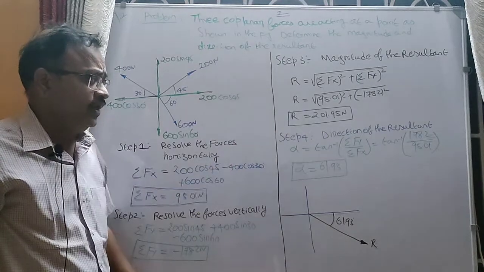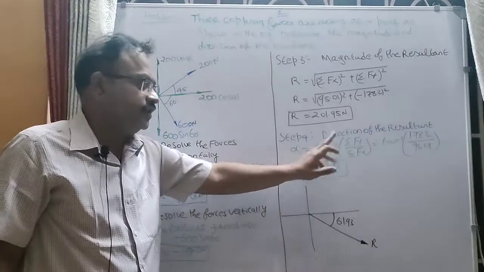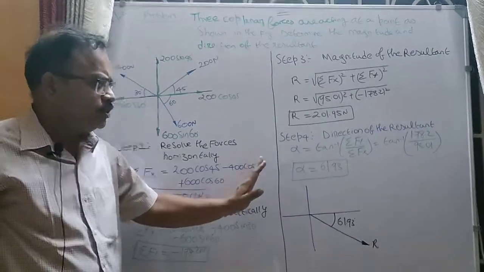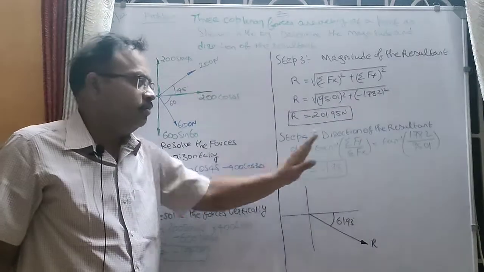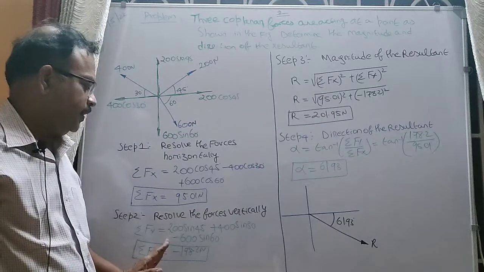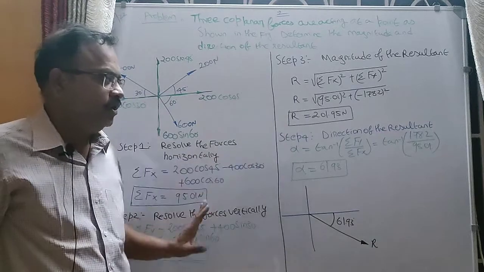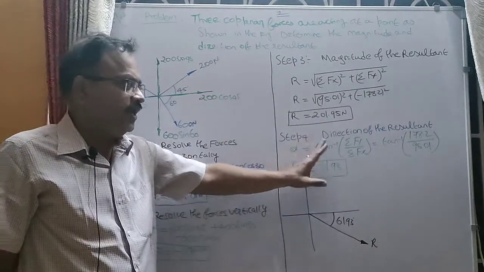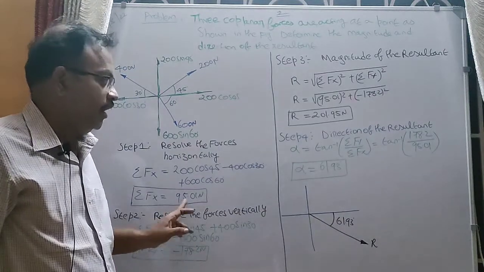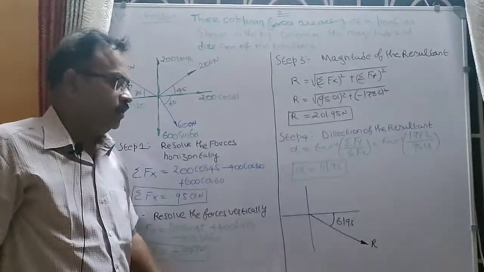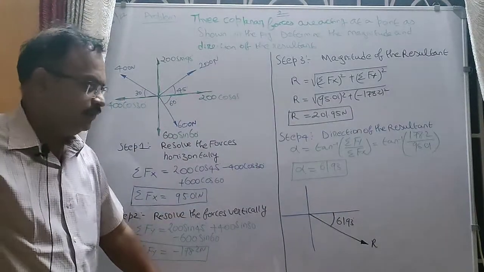The next step is to find the direction of the resultant. The direction of the resultant alpha is given by tan inverse of sigma Fy by sigma Fx. When you substitute the sigma Fy and sigma Fx values, you need not put the minus or plus sign obtained during the resolving of the forces. It is sufficient to put the number alone. So alpha is equal to tan inverse of sigma Fy, that is 178.2, divided by sigma Fx, that is 95.01. If you work this out, you get the value of alpha as 61.93.